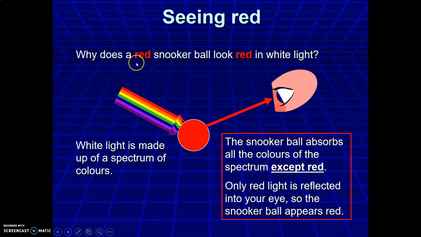That object absorbs all the spectrum except for the red. It only reflects red. That's why you can see it red. So the snooker ball, which is red, absorbs all the colors of the spectrum except the red. Only red light is reflected to your eyes, and that's why it appears red.